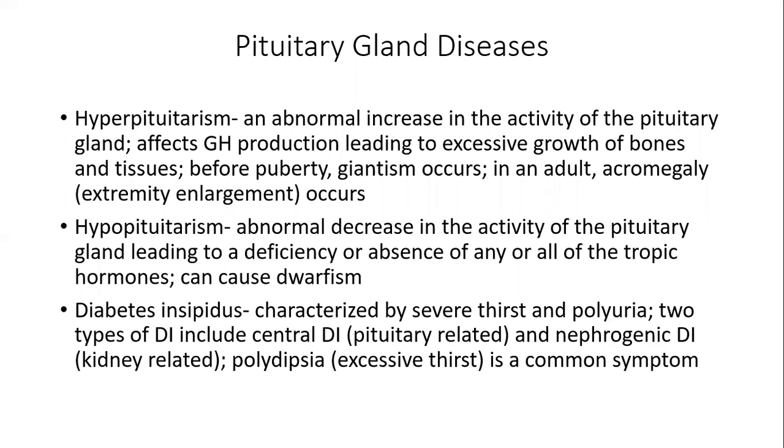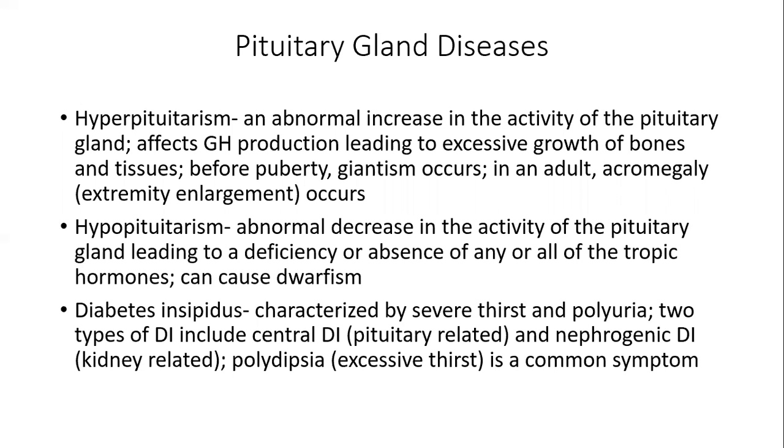Pituitary gland diseases. Hyperpituitarism is an abnormal increase in the activity of the pituitary gland. It affects growth hormone production, leading to excessive growth of bones and tissues. Before puberty, giantism occurs. In an adult, acromegaly or extremity enlargement occurs.